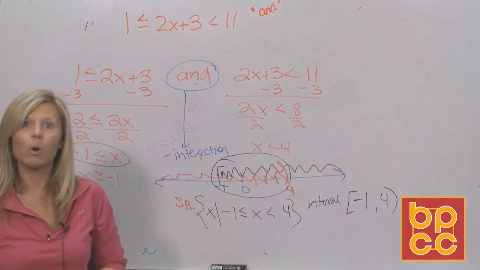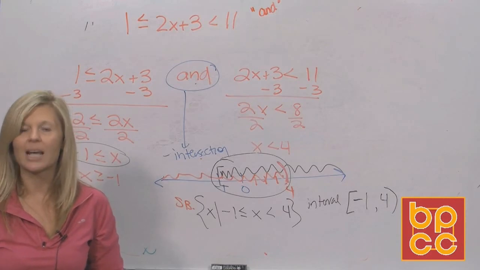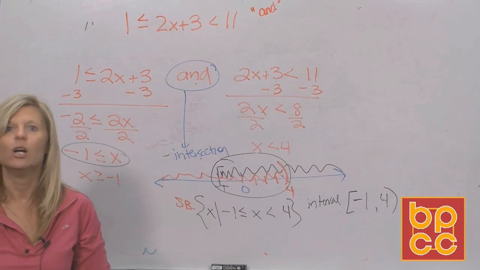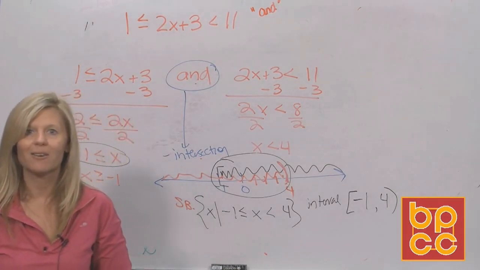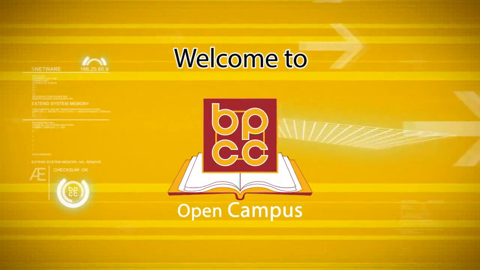So you have a lot of work now to do to practice because it's not the solving and it's not drawing the number line. It's looking at the word and or or and deciding, do I want an intersection or do I want a union? Okay, see you in the next module.